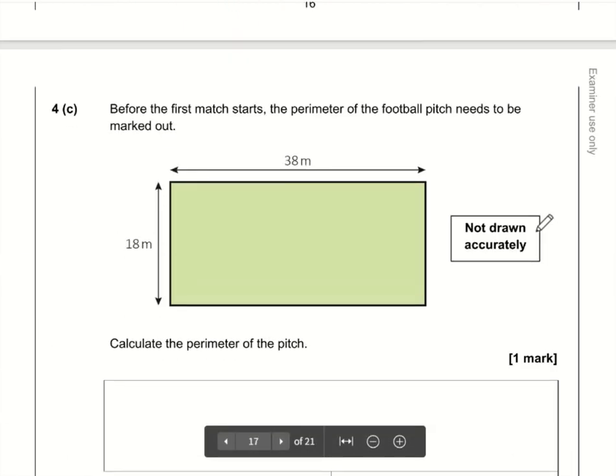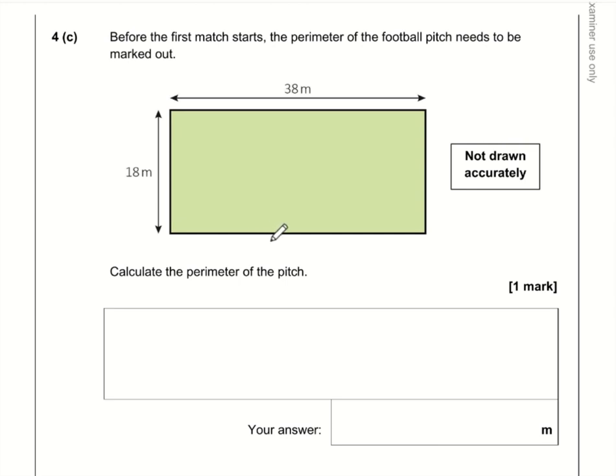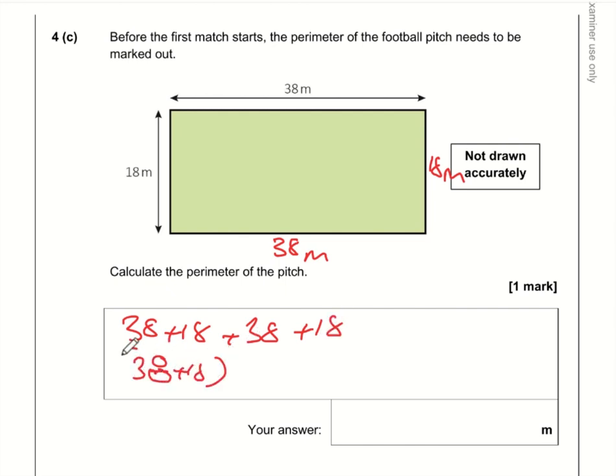Okay, moving on to part C, we want the perimeter. So remember that the perimeter is all of the sides added together. So this side here is 38 metres, this side here is 18 metres. So it's simply 38 plus 18 plus 38 plus 18, or 38 plus 18, and then just double that answer. Either way, you should get exactly the same answer, which is 112 metres.